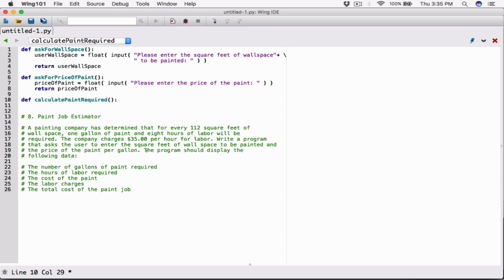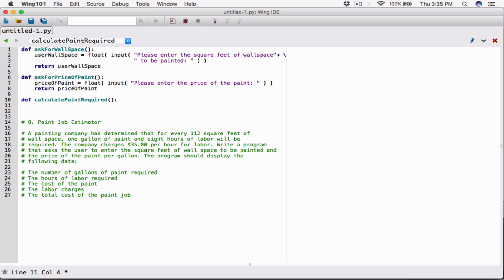Now paint required is going to need some arguments, right? But before that, let's analyze that. To know the number of paints required, now it's over here. The question said that a painting company has determined that for every 112 square feet of wall space, 1 gallon of paint is required.